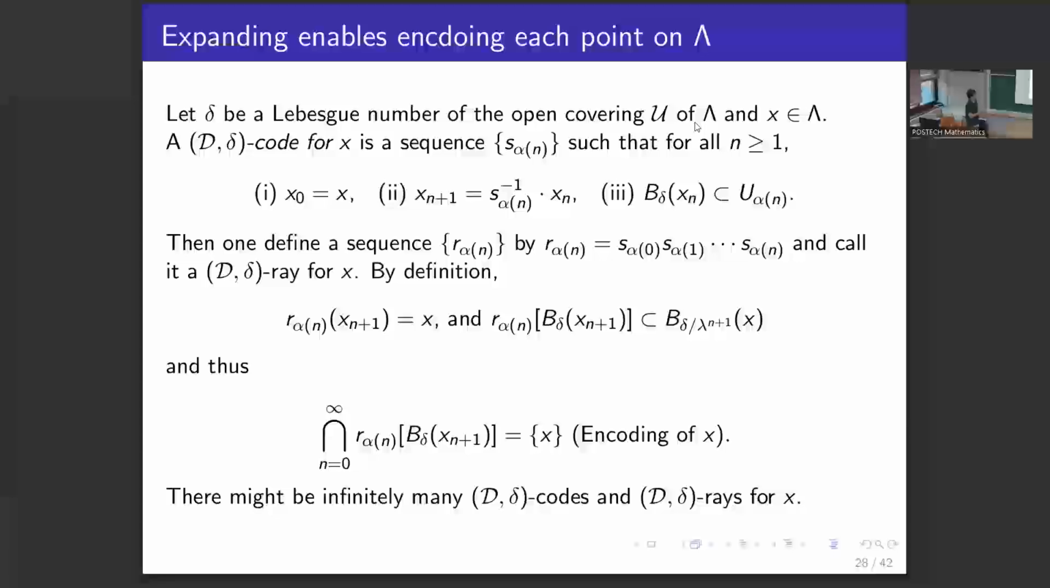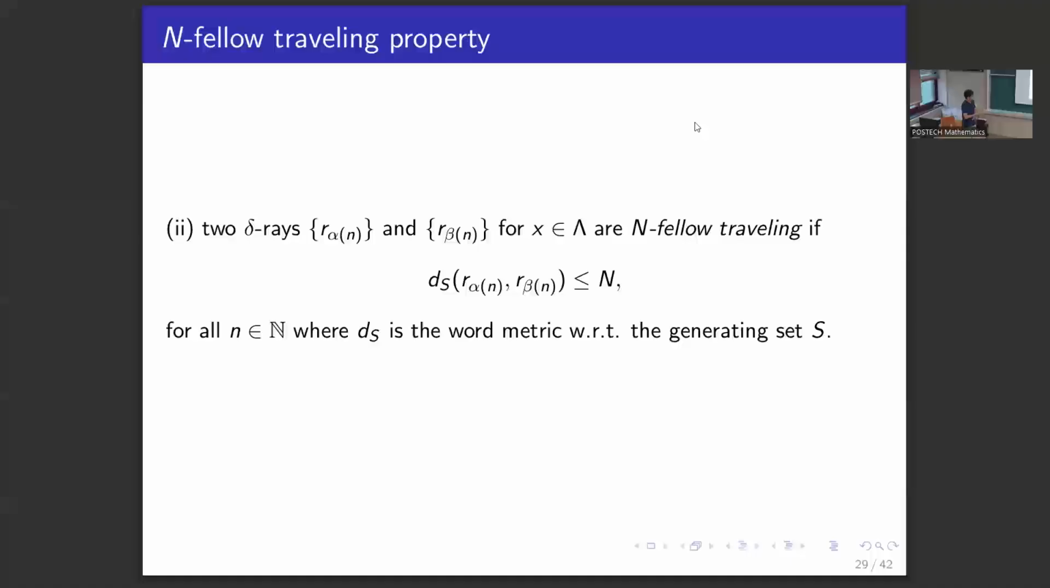We call this an array, and this is a code. Infinitely many codes, okay, for each x. So there is some canonical code for each x. So we need to control the set of all the codes, okay, by using the unparalleled traveling property.